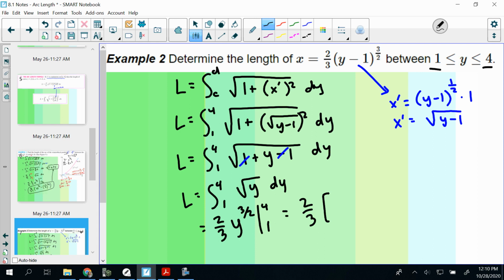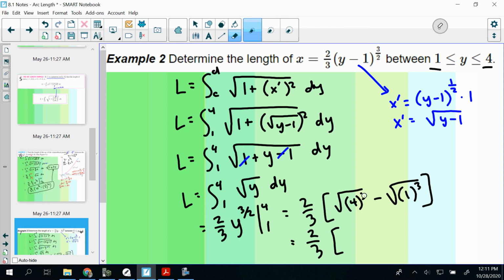When we do that, we've got 4 to the 3/2. Now remember, 4 to the 3/2, 3/2 would mean we've got the square root of whatever we're putting in for y, cubed. So it would be that minus, same thing, square root of 1 cubed. And I think with this one we can get an exact answer here. So we've got the 2/3 times this. Either we can think of that cubed as inside or outside. It doesn't matter. I think it's probably easier if we think of it as outside.